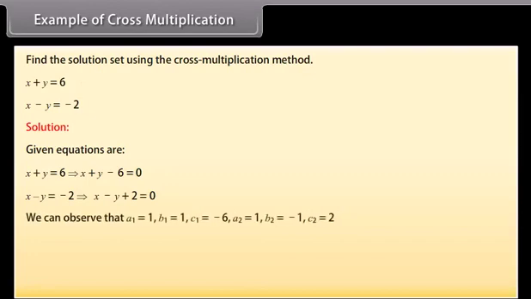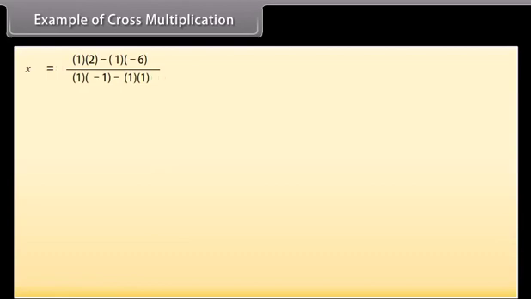We can observe that a1 = 1, b1 = 1, c1 = -6, a2 = 1, b2 = -1, c2 = 2. The solution is given by x = (b1 c2 - b2 c1) / (a1 b2 - a2 b1). Now by substituting the values we get x = (1 × 2 - (-1)(-6)) / (1 × (-1) - 1 × 1). By calculating we get x = 2.